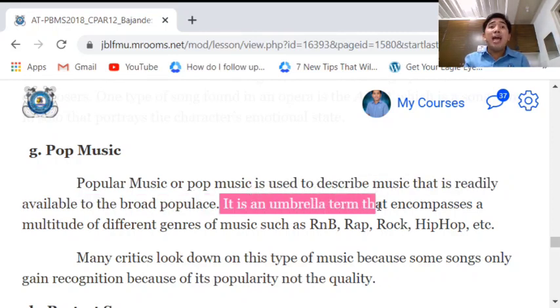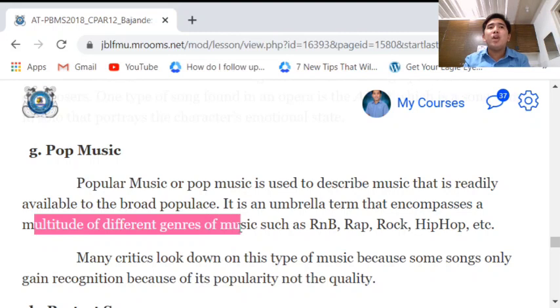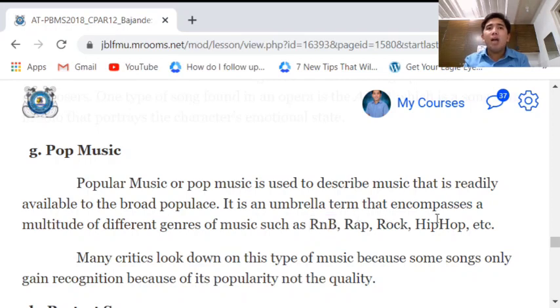It is an umbrella term, though it is a general term, okay? So, it is really a general term. And under it, there are branches. It is really the general, the main concept. Then there are different genres under pop music. These are examples: R&B, rap, rock, hip hop, etc.